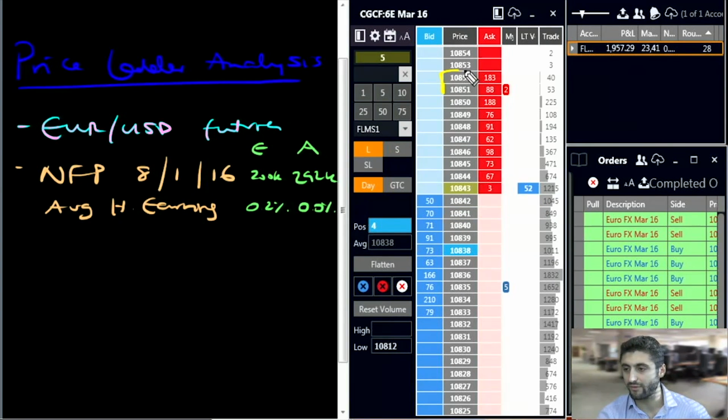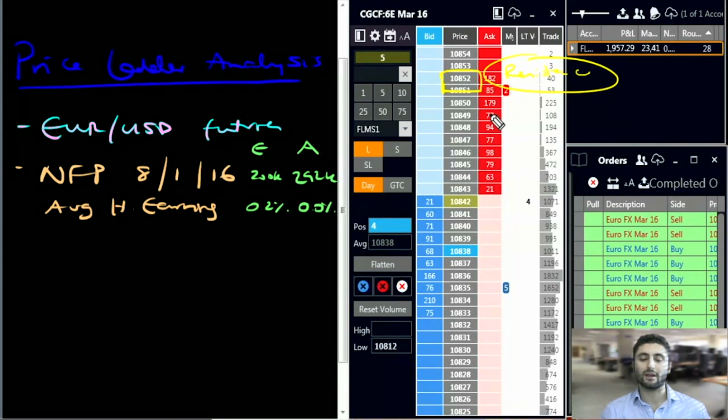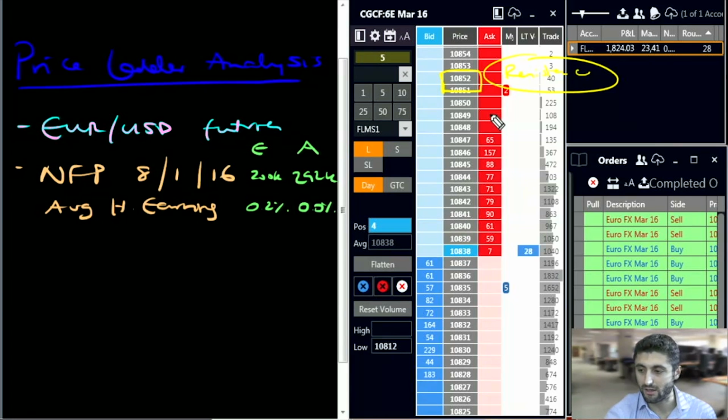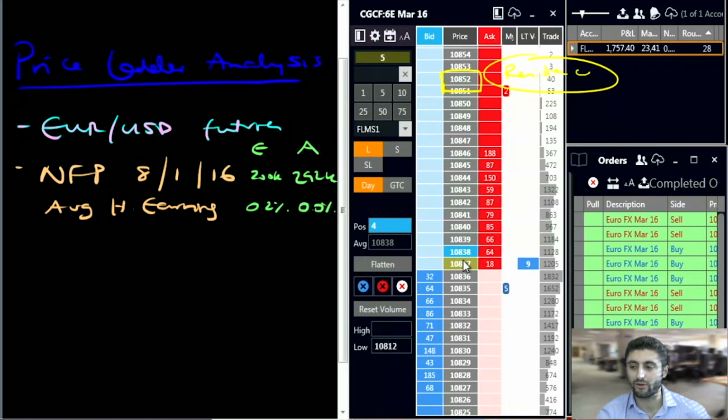These 108.51s, 52s is going to be a very important resistance going forward, and a level that we want to keep an eye on, because effectively, if we get above there, that is a very big breach of confidence for those shorts. So we've just got our bid sitting here. We've got 4 lots in, average price of 108.38.